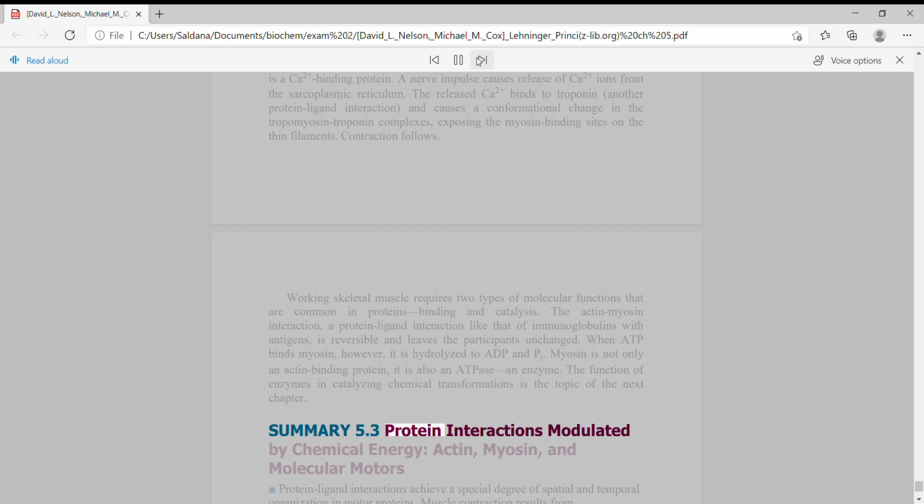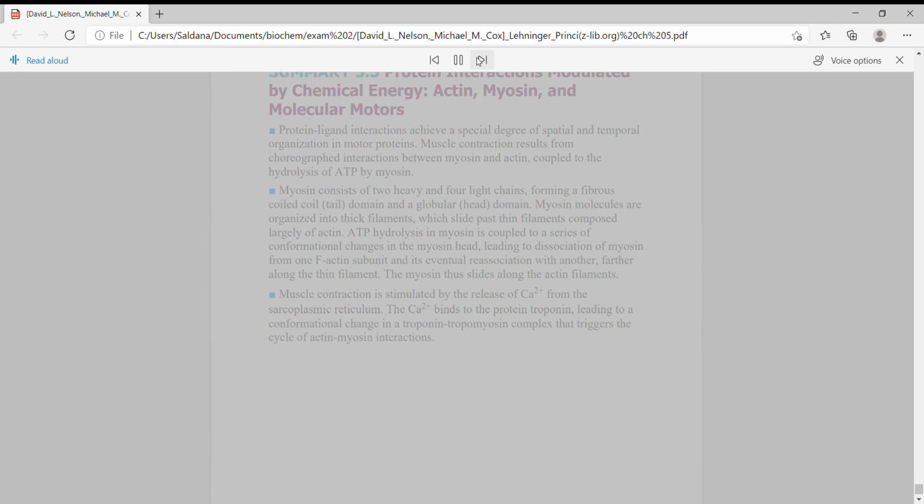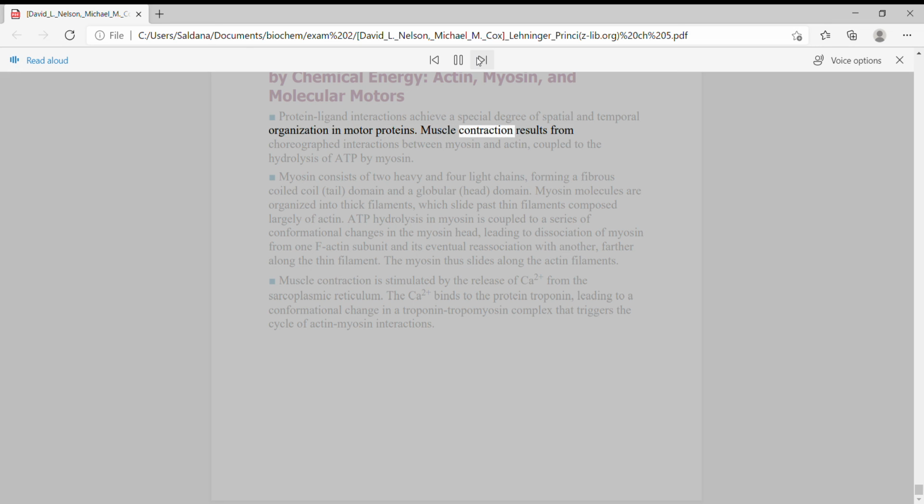Summary 5.3: Protein interactions modulated by chemical energy: actin, myosin, and molecular motors. Protein-ligand interactions achieve a special degree of spatial and temporal organization in motor proteins. Muscle contraction results from choreographed interactions between myosin and actin, coupled to the hydrolysis of ATP by myosin. Myosin consists of two heavy and four light chains, forming a fibrous coiled coil tail domain and a globular head domain. Myosin molecules are organized into thick filaments, which slide past thin filaments composed largely of actin.